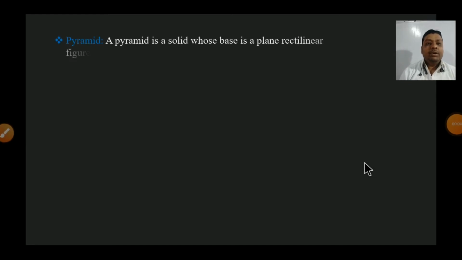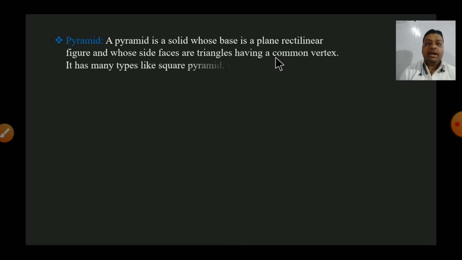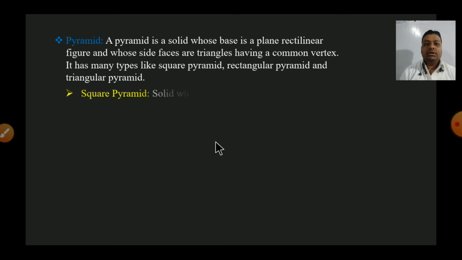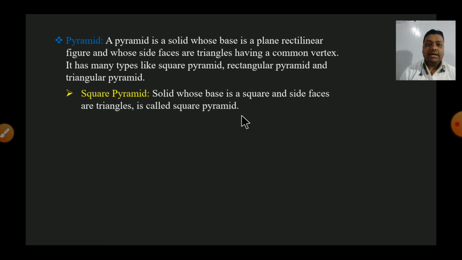Now students, here you can see the pyramid. What is a pyramid? A pyramid is also a solid figure, but here the base is a plane linear figure and whose side faces are triangles having a common vertex. It has many types like square pyramid, rectangular pyramid and triangular pyramid. Let's discuss them. At first, the square pyramid. A solid whose base is a square and side faces are triangles is called a square pyramid.